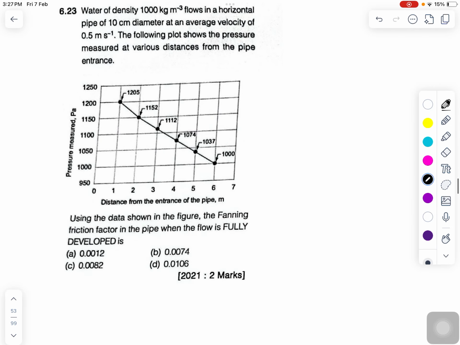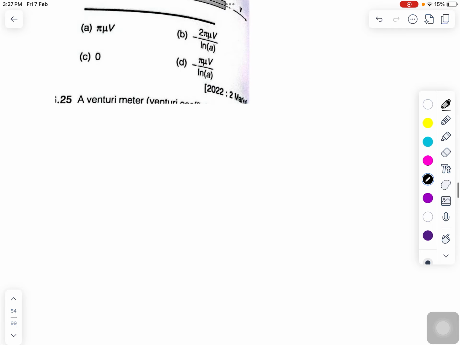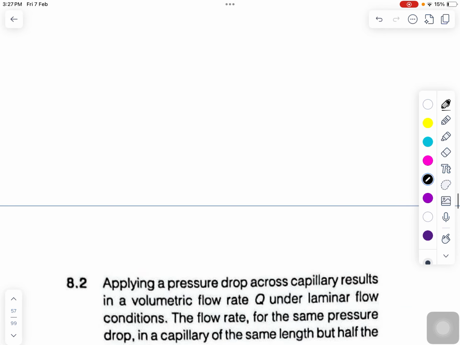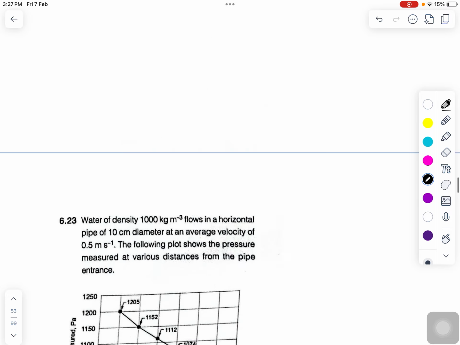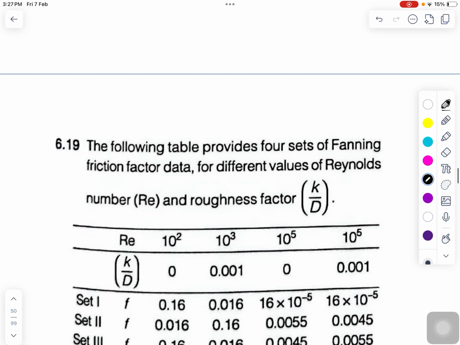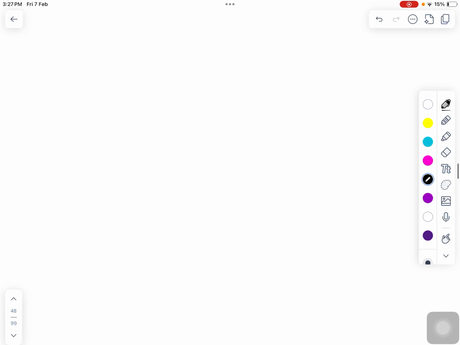Lots of questions have been asked from flow through pipe, so that's why this topic is very, very important. At least 30 questions have been asked in previous years from this topic. So the flow through pipe topic is very, very important. In the next lecture, I will be talking about the next question from 6.12. Okay, thank you.